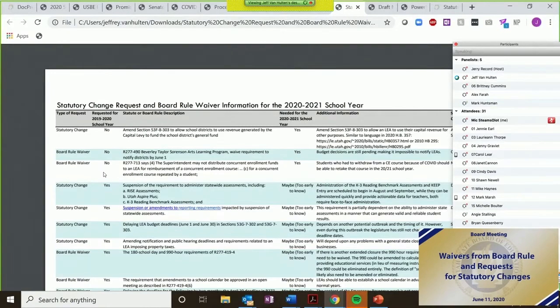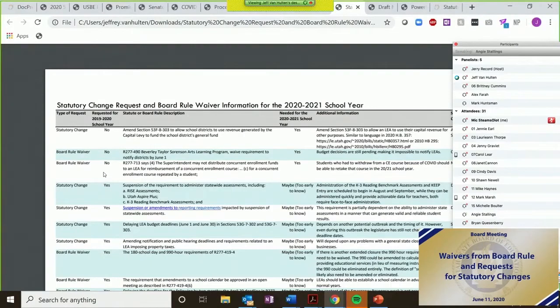I'll just give you a brief summary of the issue. There's a provision in there that states that the superintendent may not distribute concurrent enrollment funds to an LEA for reimbursement of a concurrent enrollment course for a course that's repeated by a student. We had a number of students this last spring, winter, that withdrew from their concurrent enrollment courses, so they didn't complete them, but they withdrew. And so we've got some of our higher ed institutions who are interpreting repeating a course differently than we would.